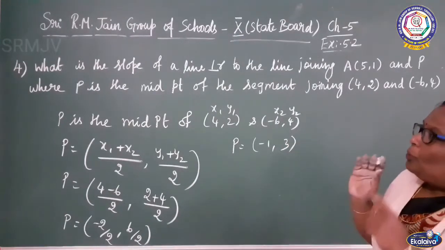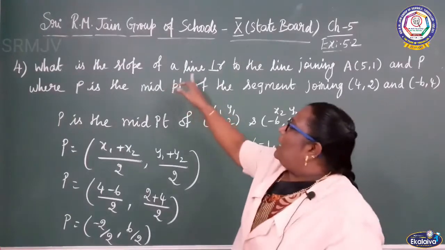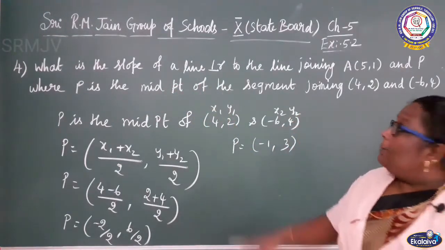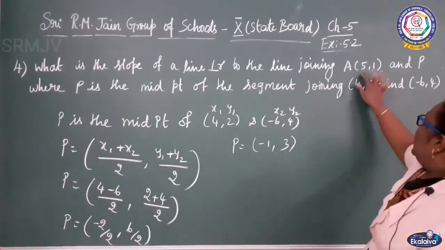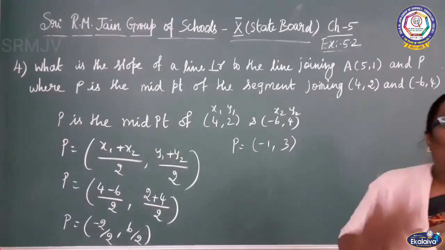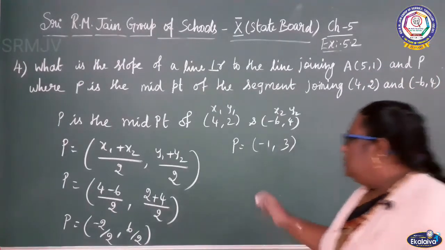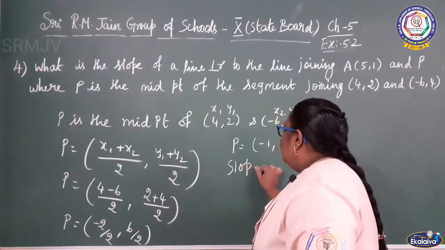Now you move on to find out the slope of the line. The slope of the line perpendicular to the line joining A and P. First you should find out the slope of the line AP.